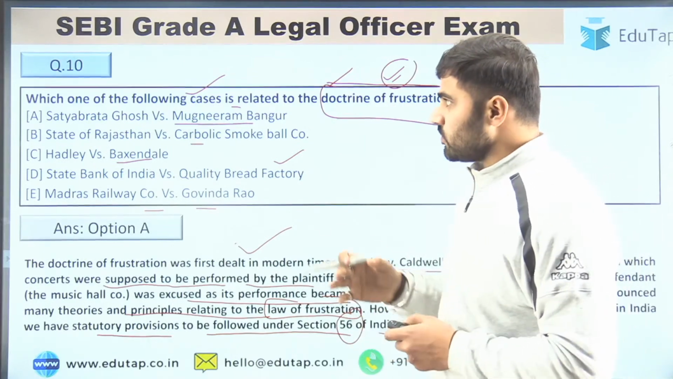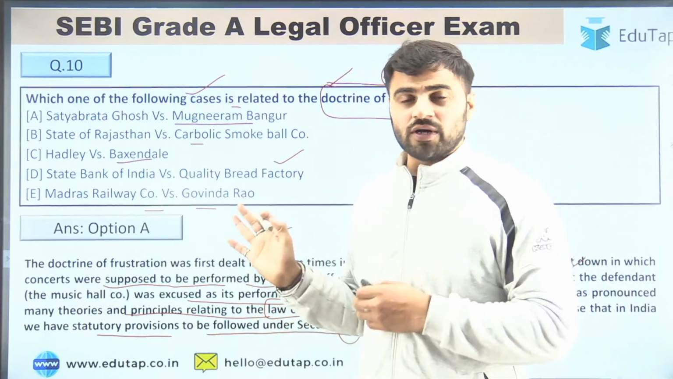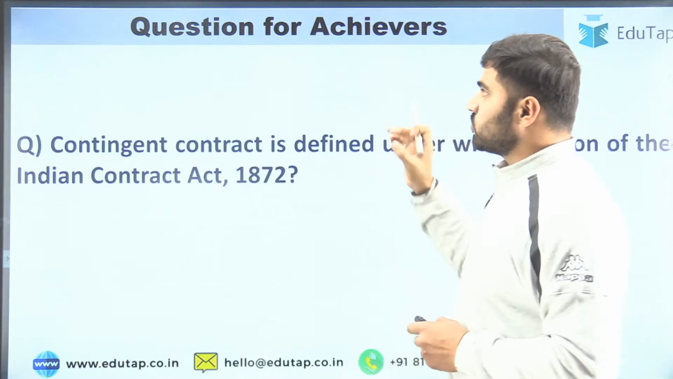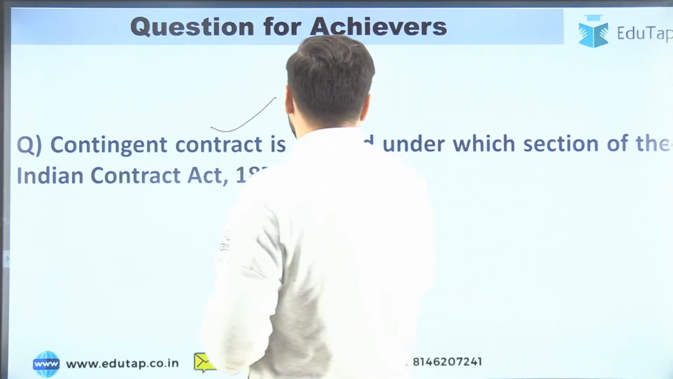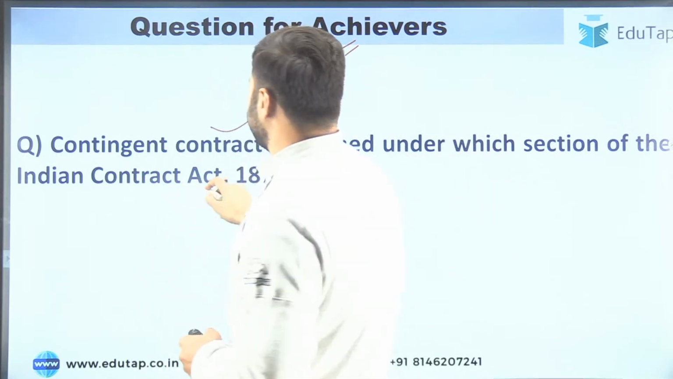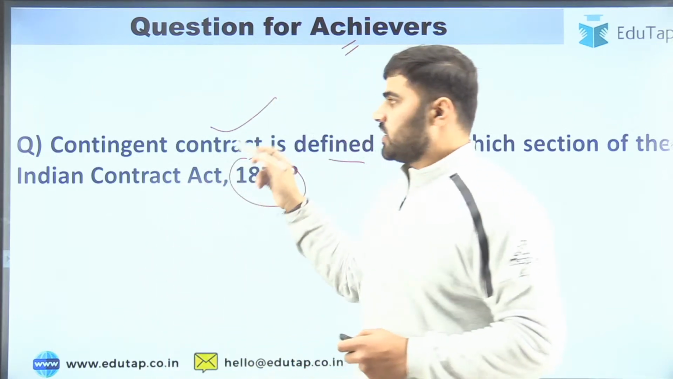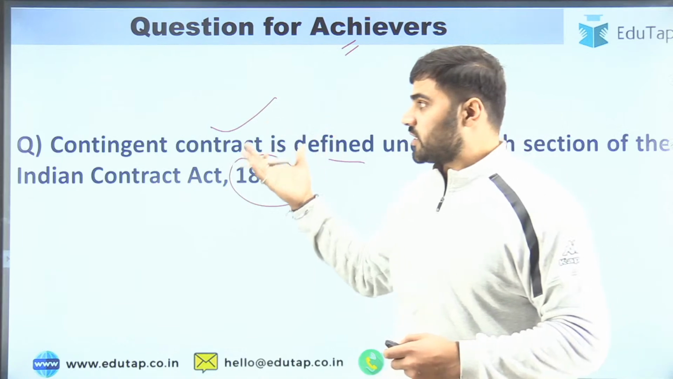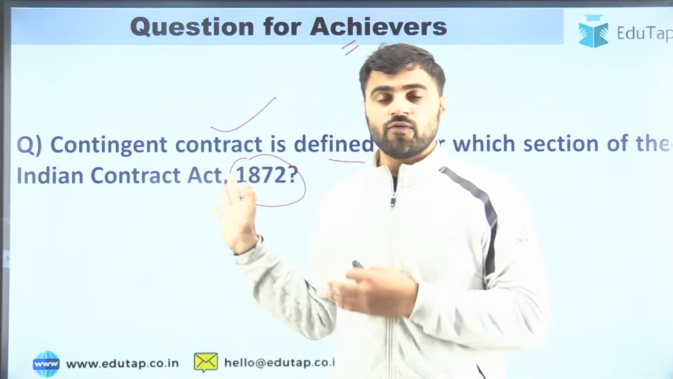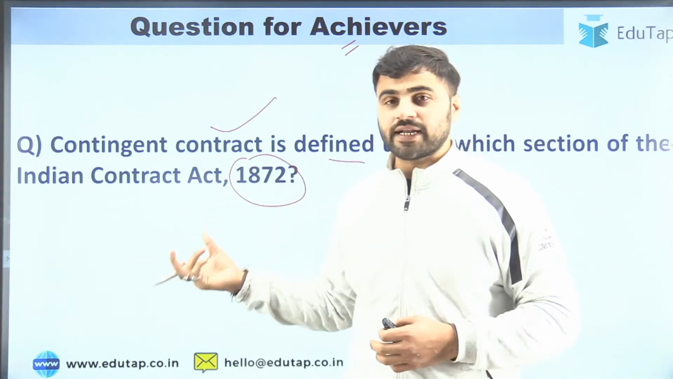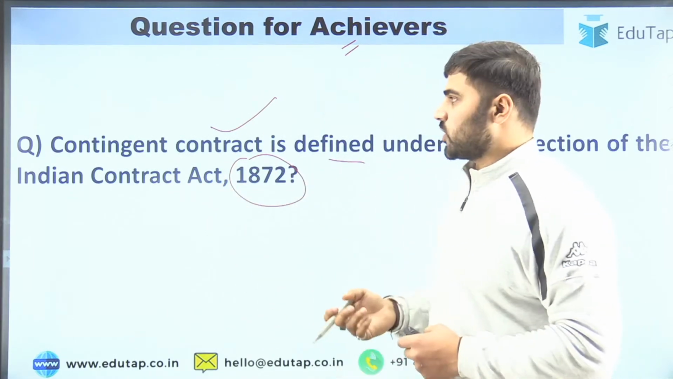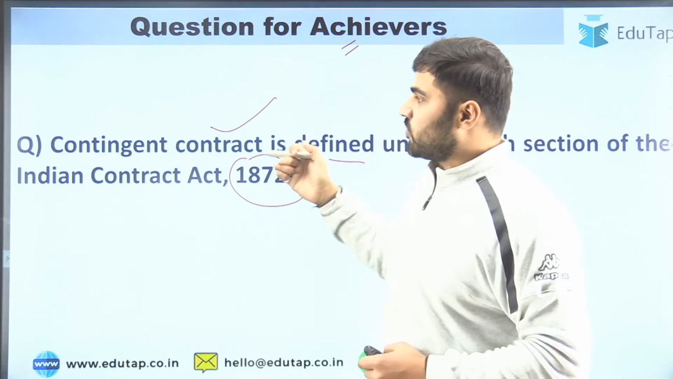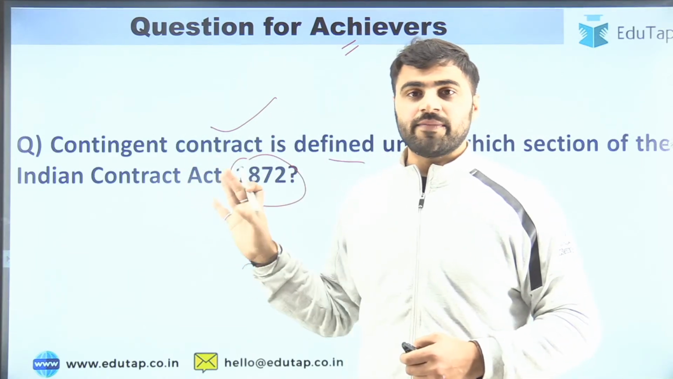Right, guys? So this was all 10 questions for today. And guys, today's question for achievers is: contingent contract is defined under which section of the Indian Contract Act 1872? So this is the question for achievers. Those who attempt this question, we will show their names in tomorrow's session, right? So I hope you got it. Do note it and make a comment.